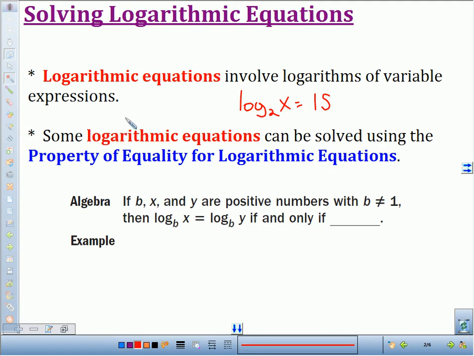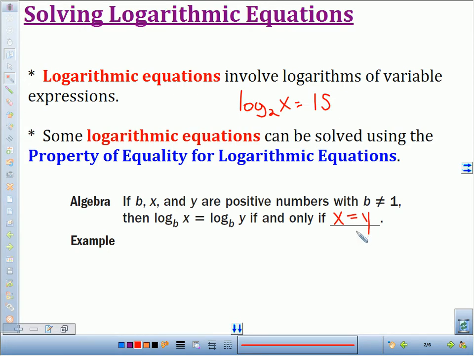The biggest trick that we're going to see here will be using the property of equality for logarithmic equations. We can solve most logarithmic equations using that. We've seen the property of equality for exponential equations, and it's very similar. If b, x, and y are all positive numbers and b isn't 1, then log base b of x equals log base b of y if and only if x equals y.